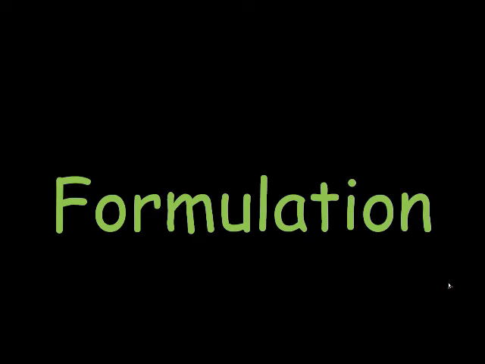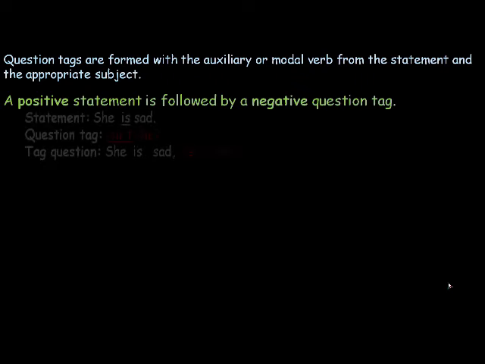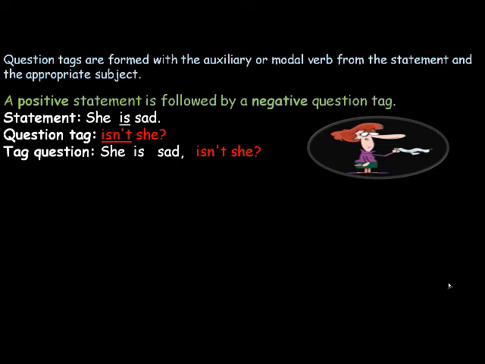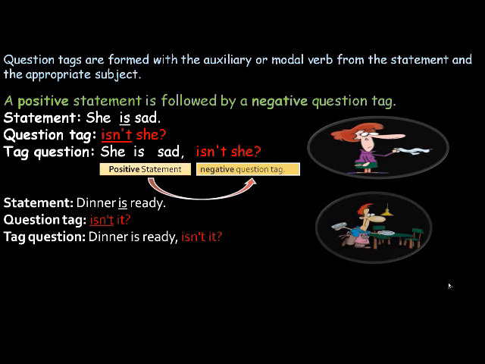Let's look at the formulation. So question tags are formed with the auxiliary or modal verb from the statement and the appropriate subject. And remember, a positive statement is followed by a negative question tag. Let's take an example. She is sad, which is a statement, and this statement is a positive statement, and the auxiliary we have is. So what would be the negative question tag? Isn't. And we'll convert it into a question tag by picking up the subject, and we'll have a negative question tag. She's sad, isn't she?